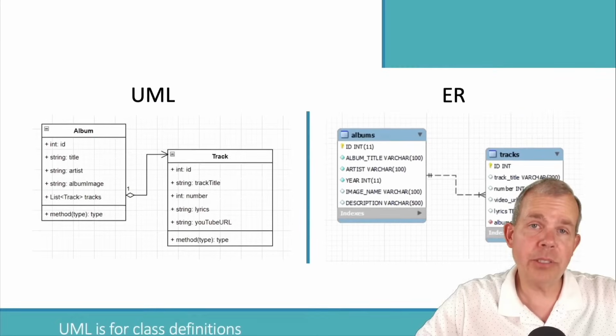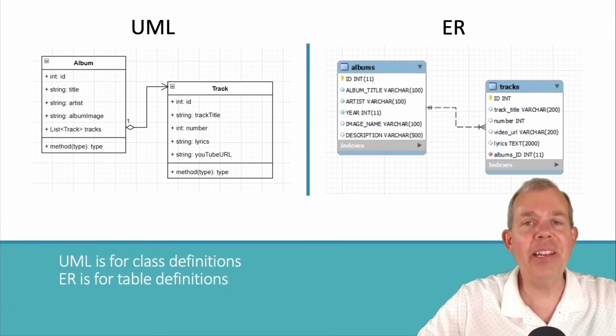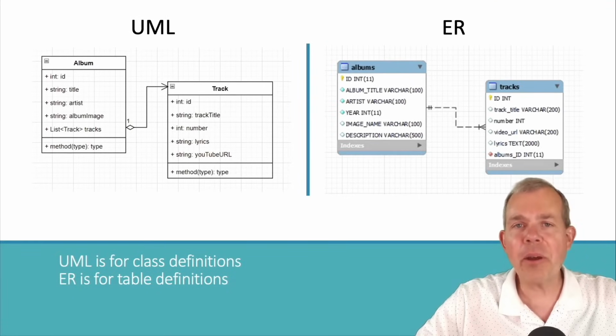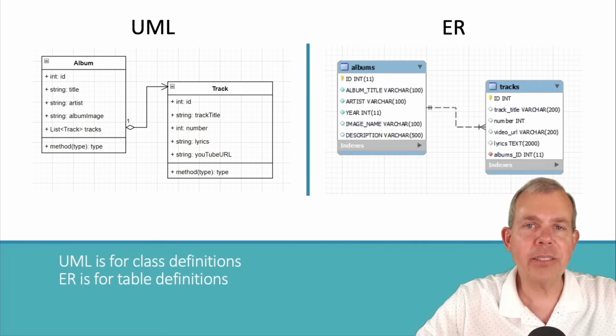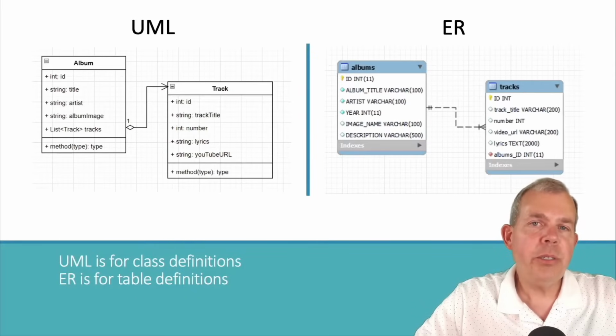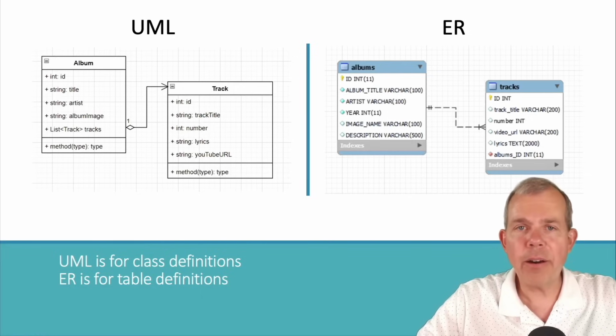Now, you're supposed to see that these are very closely related in this case. This isn't always the case. Sometimes Java classes or C# classes have a lot more methods and properties in them. The bottom line here where it says method, I've pretty much ignored, because we're just using these classes to hold data. So UML is on the left, ER is on the right.